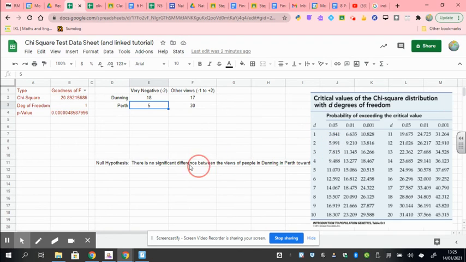So the first thing I would say is, I can reject my null hypothesis that there is no significant difference between the views of people, and I can accept the alternate. Now, the alternate would be that there is a significant difference between the views of people in Dunning and Perth. The next part of my sentence would be, well, how confident am I?